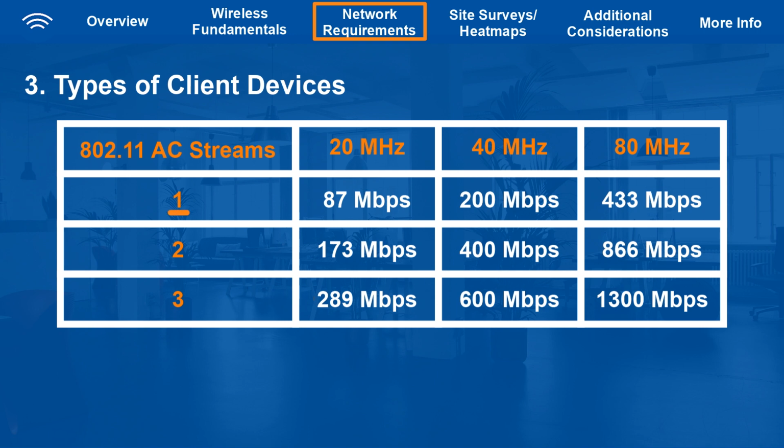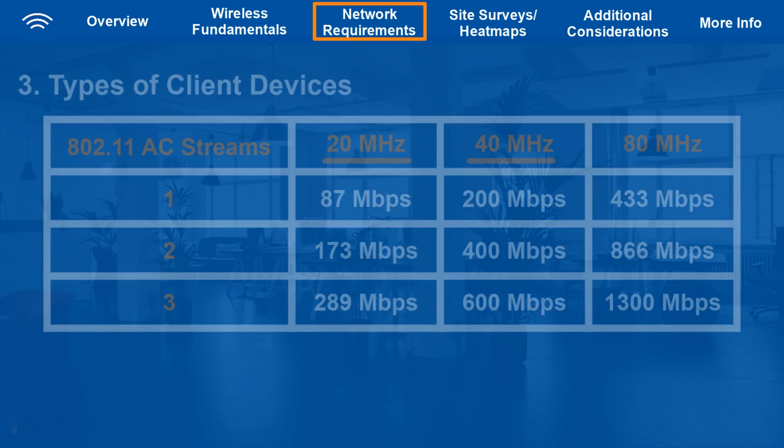So if your wireless devices only have one antenna, even if you're using 802.11 AC, your maximum throughput for that device can still only be 433 megabits per second if using an 80 MHz channel. If you're deploying many access points, chances are you can't use 80 MHz channels, as you would limit the amount of non-overlapping channels available. So you're more likely using 20 or 40 MHz, meaning those devices have a maximum throughput of 87 or 200 megabits per second. So no matter how fast your access point is, your network is really only as fast as the clients that use it.